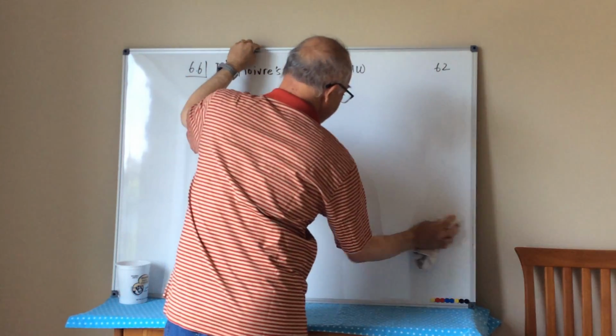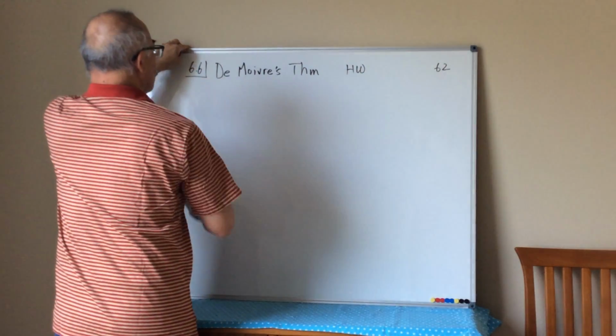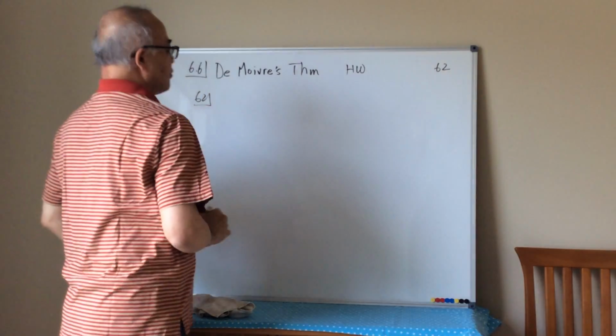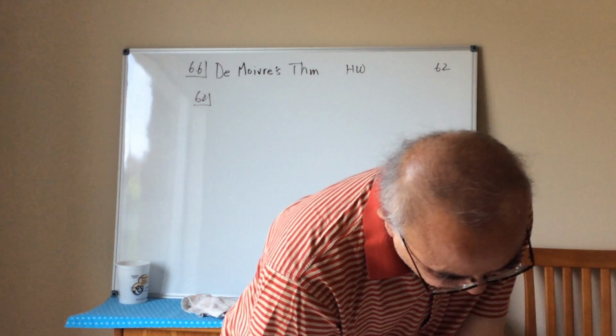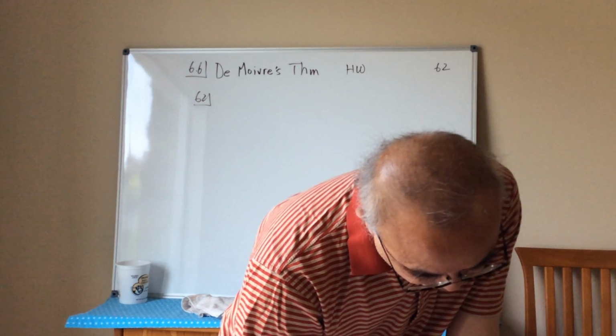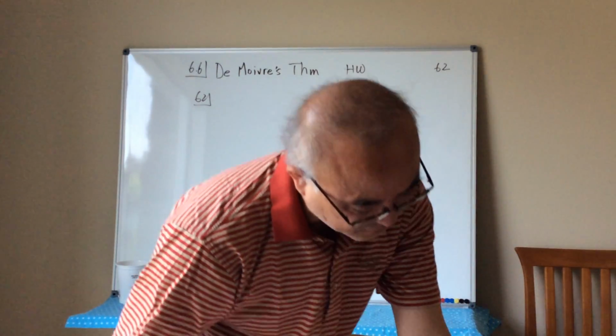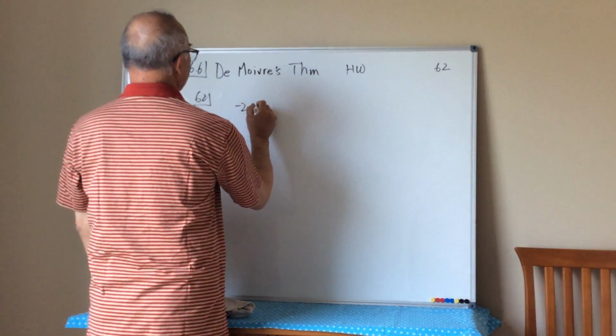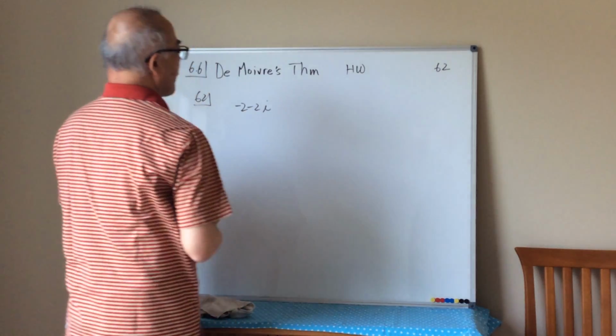Okay? Let's see if we can do the same thing with 62. On 62, we have to determine the fourth roots if one of the fourth roots is negative 2 minus 2i. So I have negative 2, negative 2i.